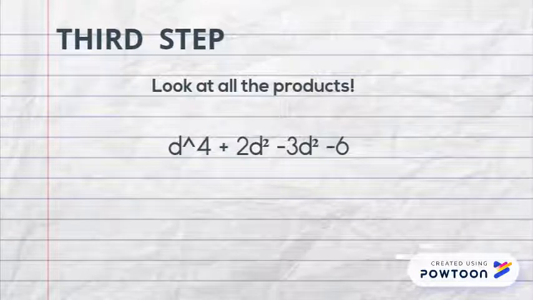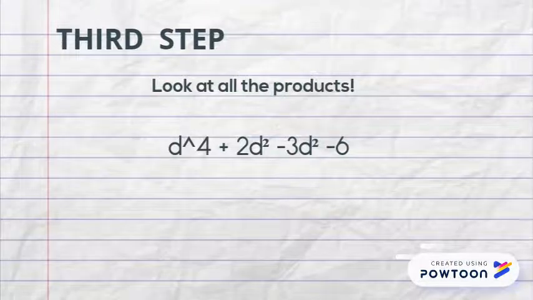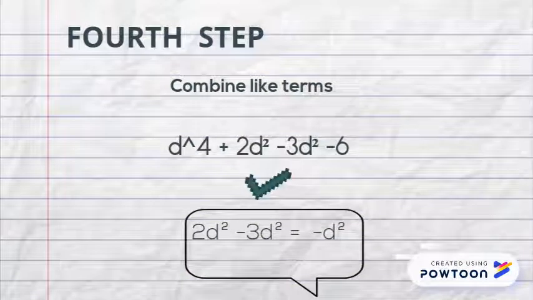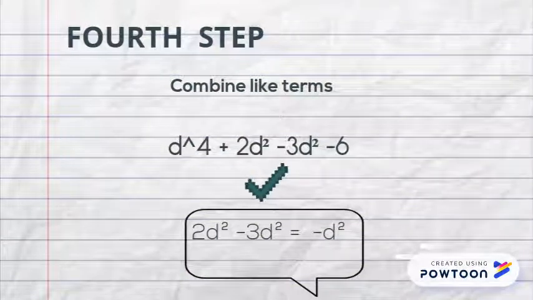Now that we have finished this, we can start adding up and combining like terms. First, let's see all of the terms we obtained by multiplying the terms in the first parentheses times the terms in the second parentheses. The products are d to the fourth power plus 2d squared minus 3d squared minus 6. Now we can start adding up like terms. Like terms are terms with the same variables raised to the same power. In this case, 2d squared minus 3d squared can be combined together. Therefore, the answer of this would be negative d squared.